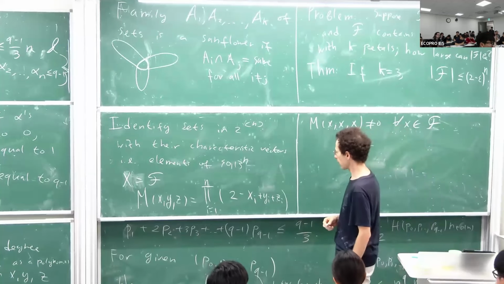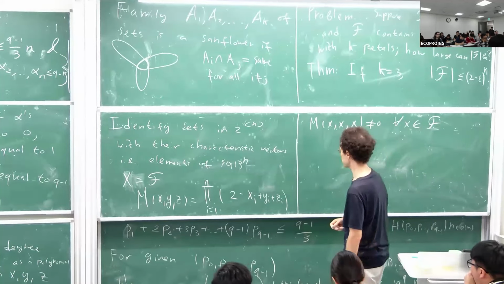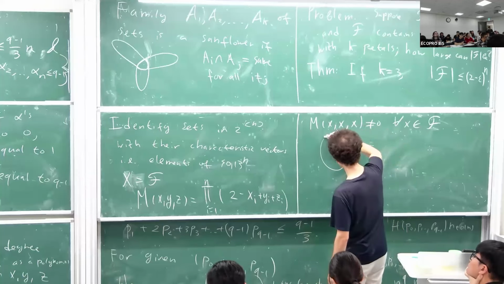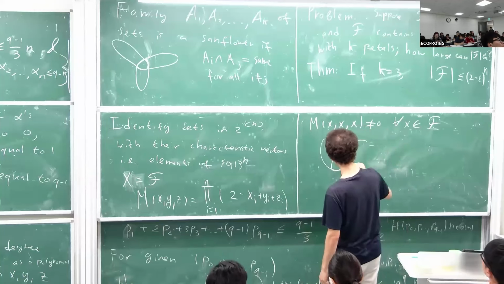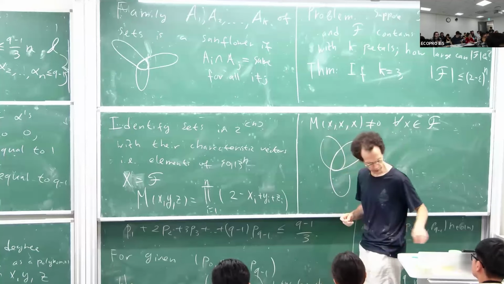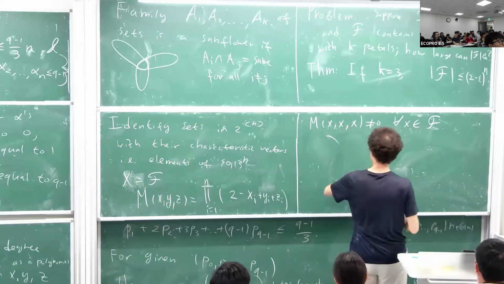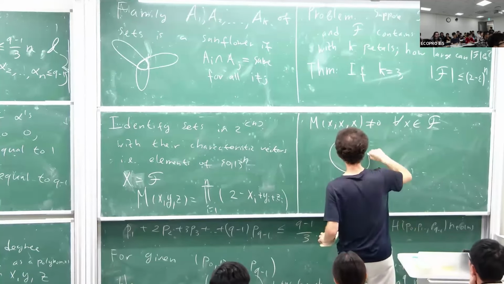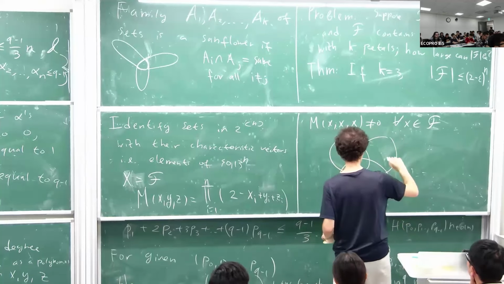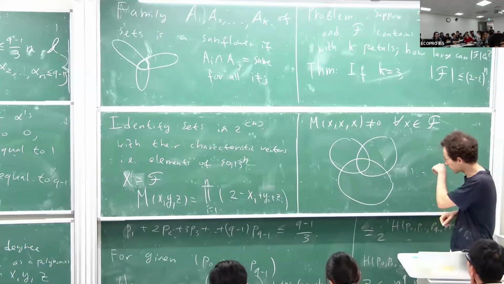Okay. What about the off-diagonal terms? Well, to me, I find it easier if I draw a Venn diagram of arbitrary sets. No, this is horrible. Sorry, what am I doing? Okay, that's better. A Venn diagram of 3 sets.